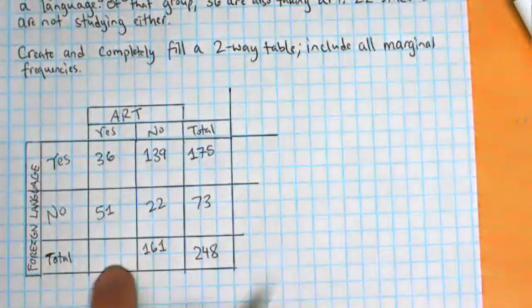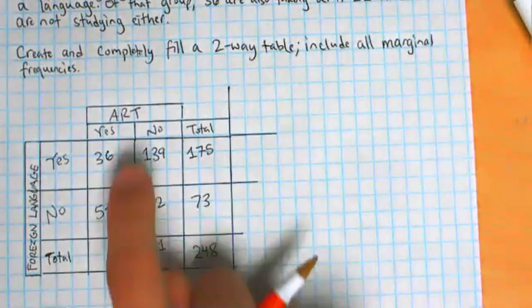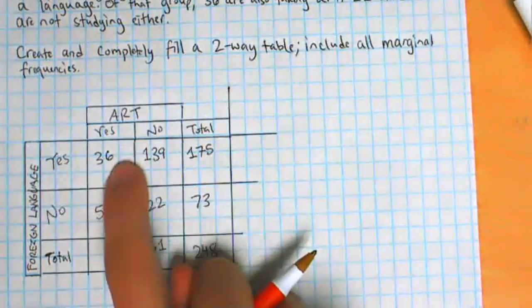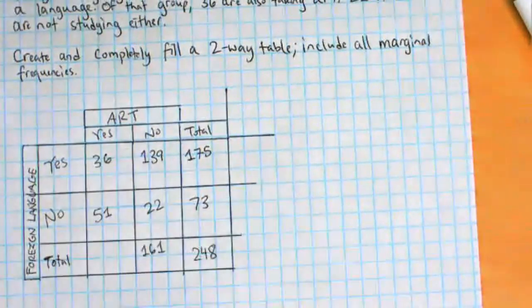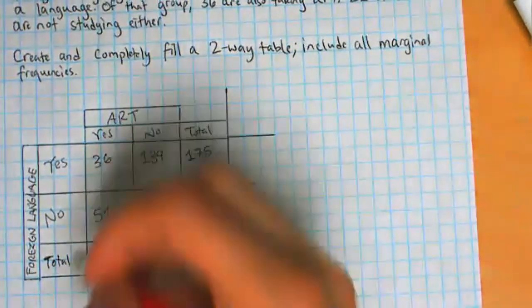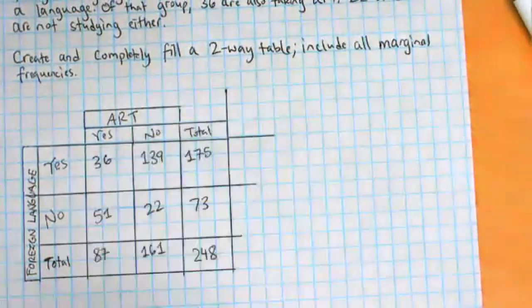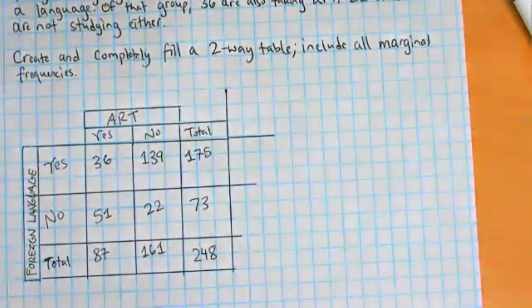And for our final spot, we've now filled out our last column and our last row, so we can use either one of them to calculate. I'm going to go ahead and add up the number of students who are taking art, which is 36 who are also taking a foreign language and 51 who are not. So 36 plus 51 gives us a total of 87 students who are taking art. And just as a quick check, 87 plus 161 does in fact equal 248. So we did end up calculating everything correctly.